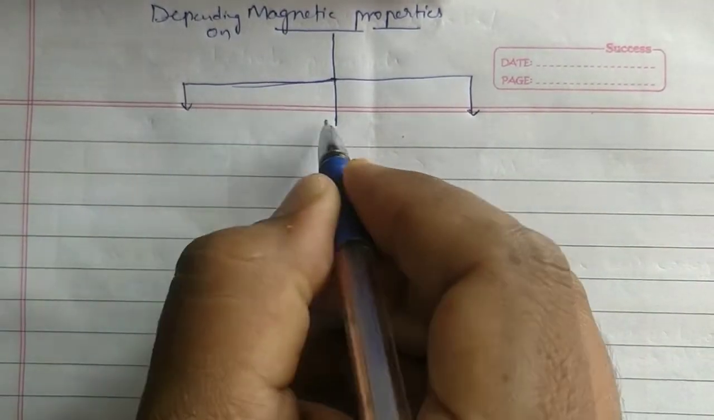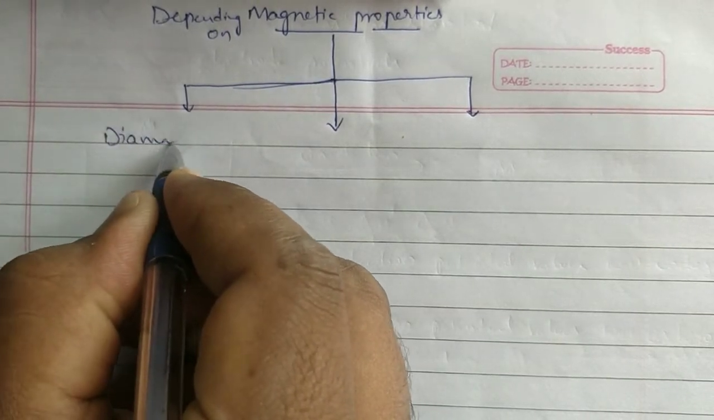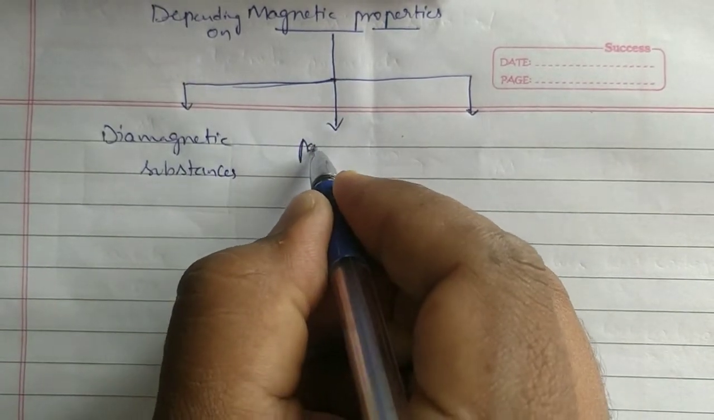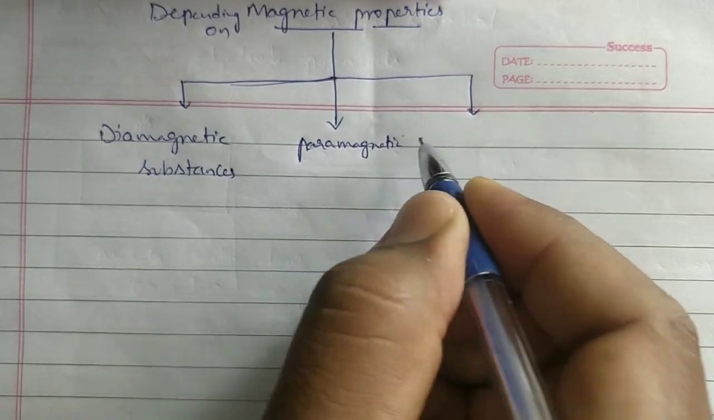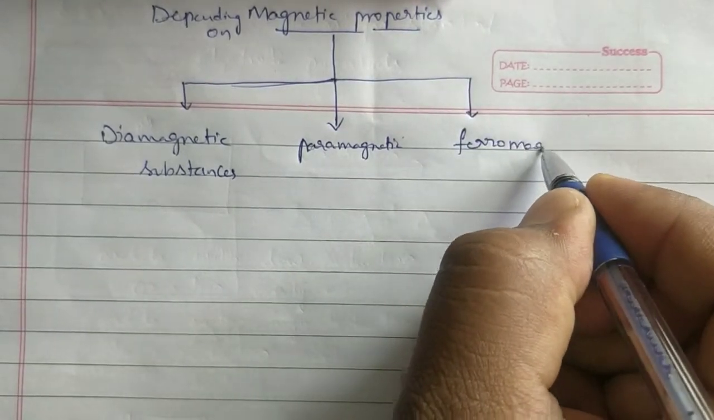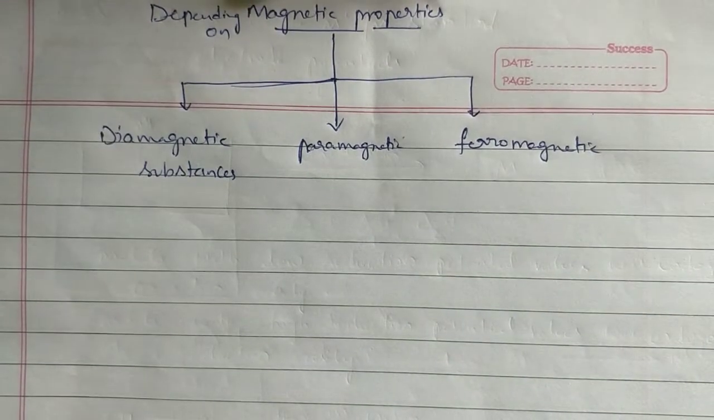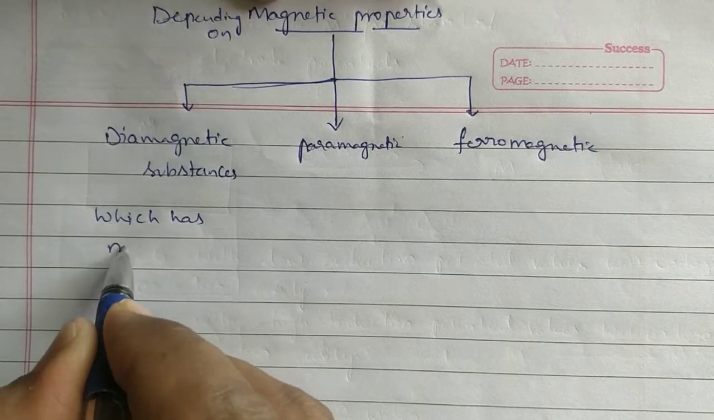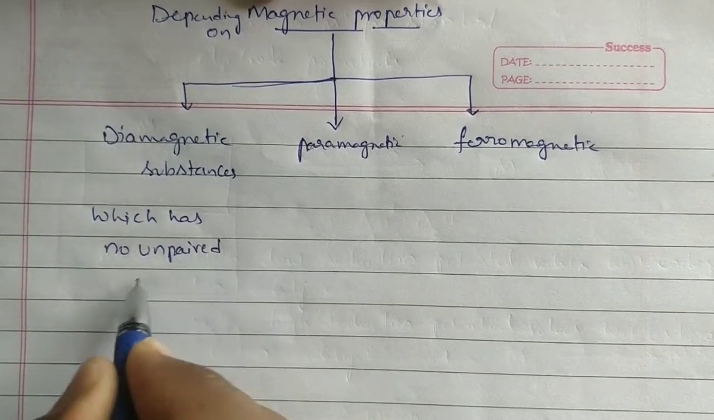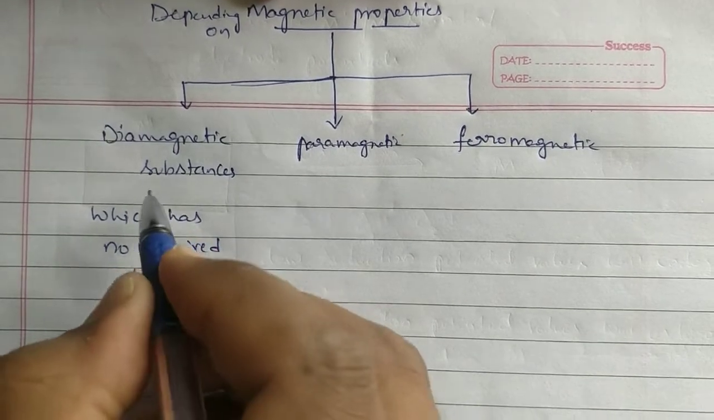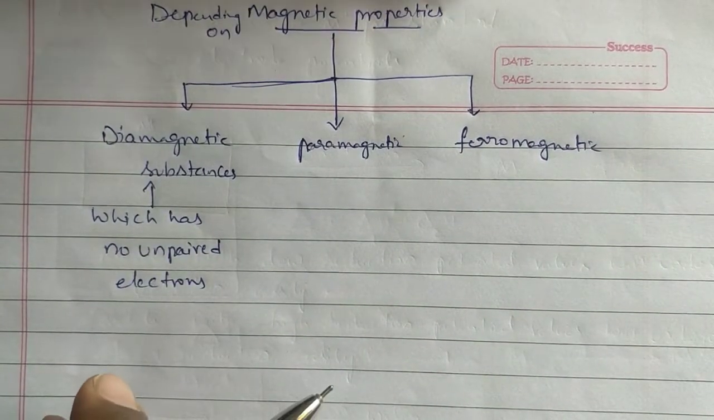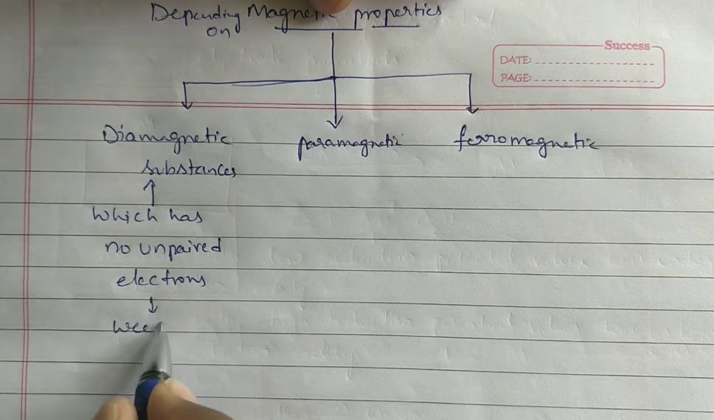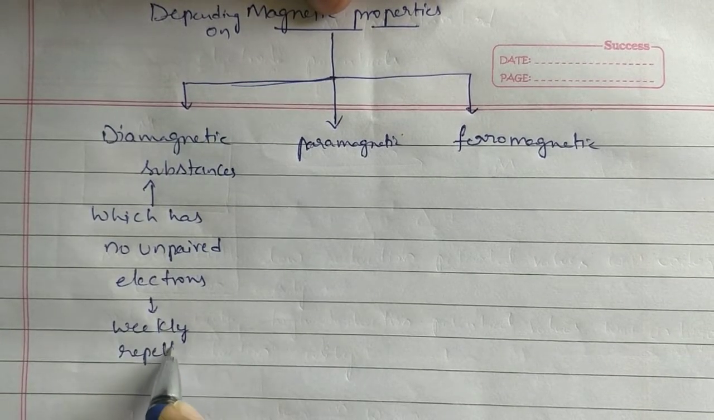diamagnetic substances, paramagnetic substances, ferromagnetic substances. The substance which has no unpaired electrons comes under diamagnetic substances. A diamagnetic substance has no unpaired electron. They are weakly repelled by the magnet.